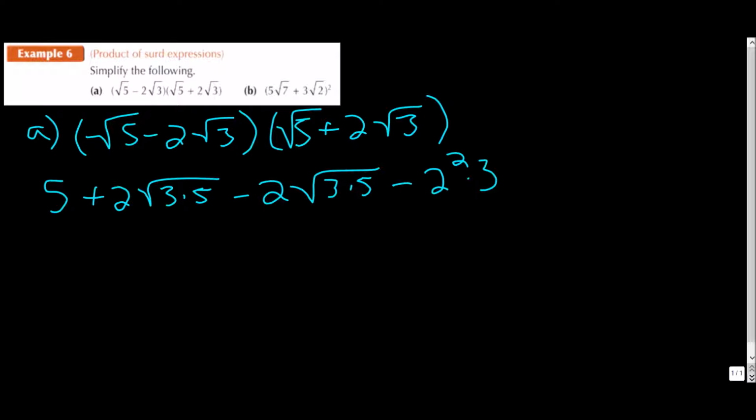Now, these terms in the middle are the same. Right? They're both 2 times the square root of 15. But we have a positive one and a negative one, so that goes away. So what we're left with is 5 minus 2 squared times 3, which is 12. And that just makes a good old negative 7.